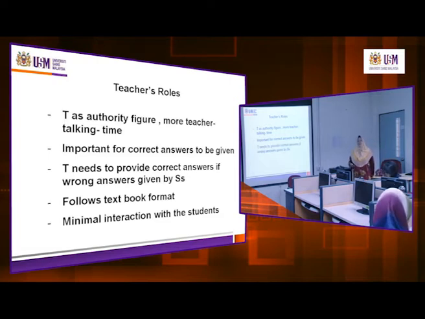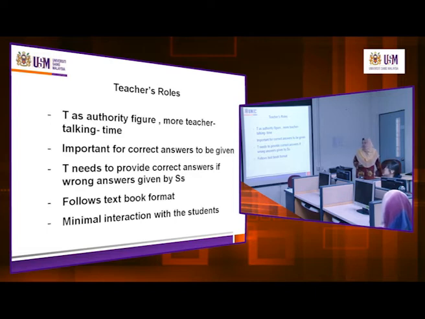Teacher needs to provide correct answers if wrong answers are given by students. So if you remember some of the methods like suggestopedia, it encourages errors, isn't it? It's okay to make errors. It doesn't matter because all you want to do is get the meaning. But with GTM, you need to be correct. You need to be accurate. And if you are wrong, teacher needs to correct the student. So error is not tolerated in this method. Right? And always very rigid. It will follow the textbook's format.